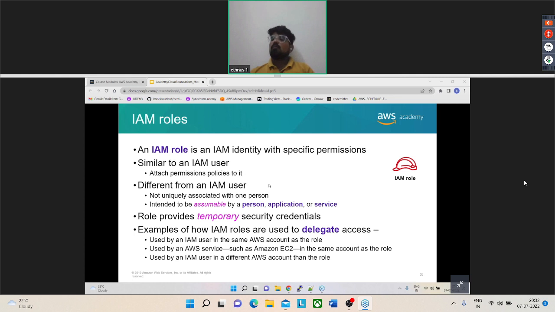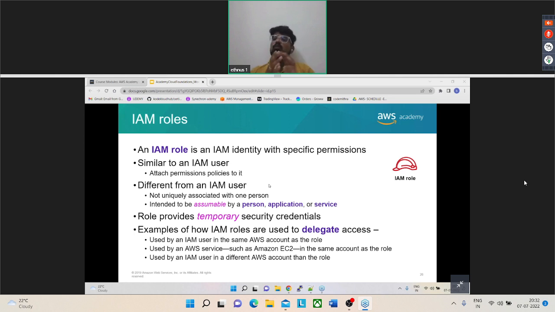IAM roles are very good for security. Suppose you are not using an IAM role and you want to connect your EC2 machine to your S3 bucket, then you have to save your credentials on your EC2 machine. That is very, very dangerous, very, very risky. We need security credentials for authentication. Why is it dangerous? If tomorrow some hacker hacks your EC2 machine, then they will also get your credentials, and with your credentials they can do all the things for which you have the permission.